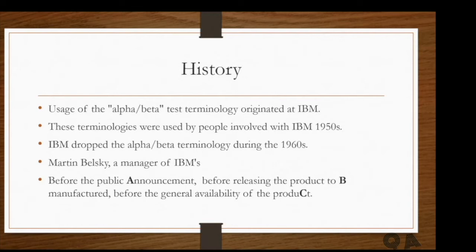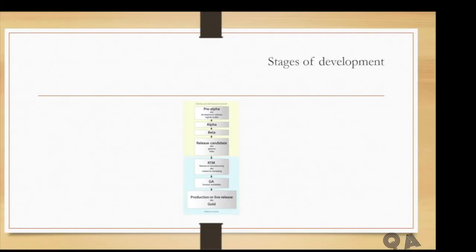This terminology covers three stages. Before the public announcement, they go on testing, and after releasing the product to manufacturing, they go on testing, and this is before general availability of the product. These are the three main phases in the software release life cycle. I will explain them in detail in the life cycle.